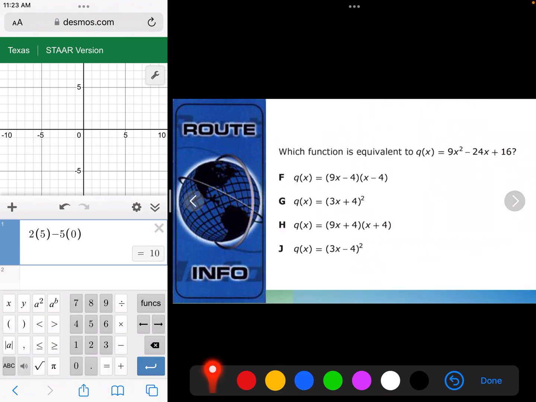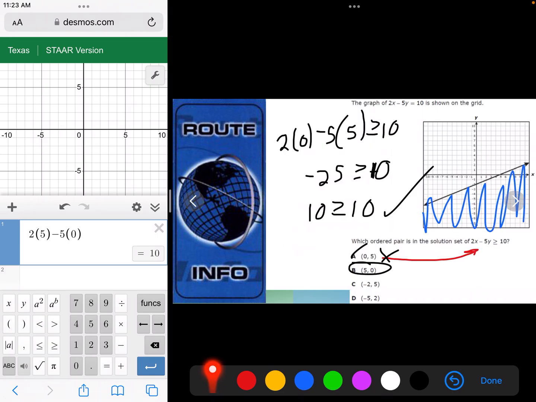Another option is if you're actually given the line on the graph, you can figure out if it's shaded above or below. So this symbol right here is a solid line, and it looks like it's above. However, because y is negative, that actually means it's going to flip, so it's actually going to be shaded below the graph, like that.